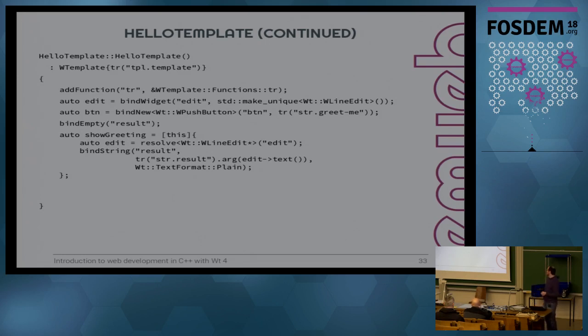Then we're going to define this showGreeting function like this. So we could have captured the edit, but to show another feature, we can also use the resolve function, which will try to find this variable inside of your template. And if it finds it, and if it can cast it to the type you give it, then it will return a pointer to that. Otherwise, it will just return a null pointer. And then with bindString, you can bind a string to a variable. So we'll use this result string and then set the text format to plain again because the default is XHTML. And then we connect our signals like before.